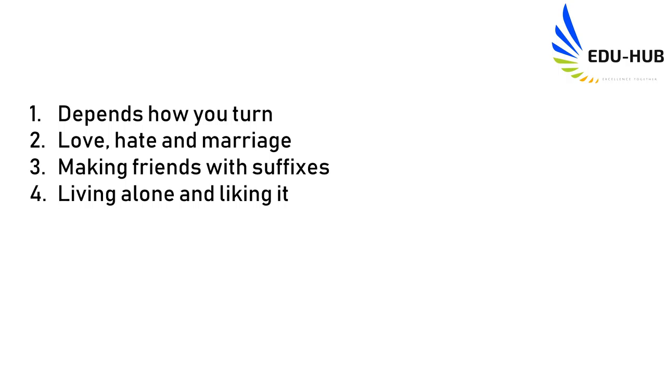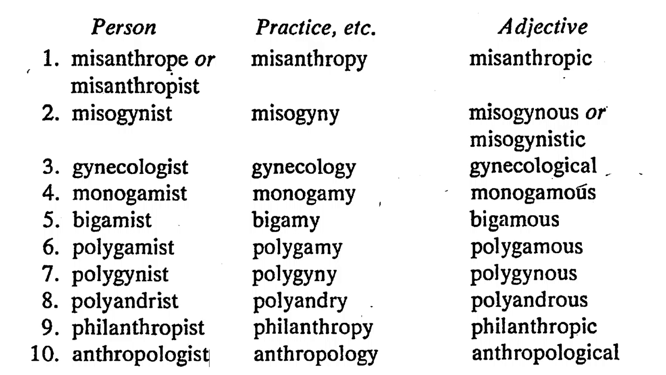Now coming to the third part, which is making friends with suffixes. In English we have various forms and usages of words. In this exercise, for English words which have various forms, we use certain suffixes for nouns referring to persons, other suffixes for practices, attitudes, philosophies, etc., and still others for adjectives.